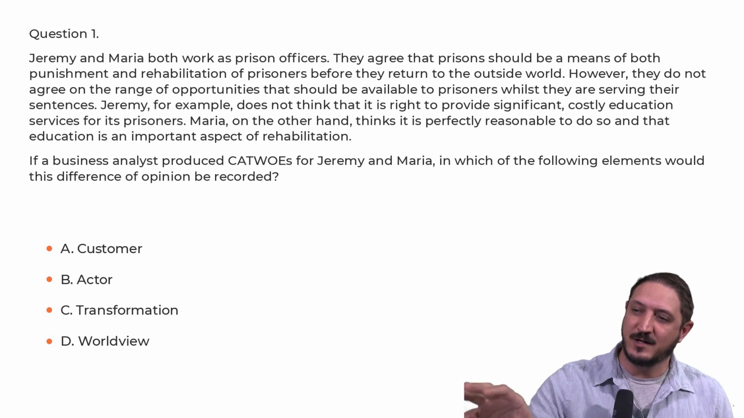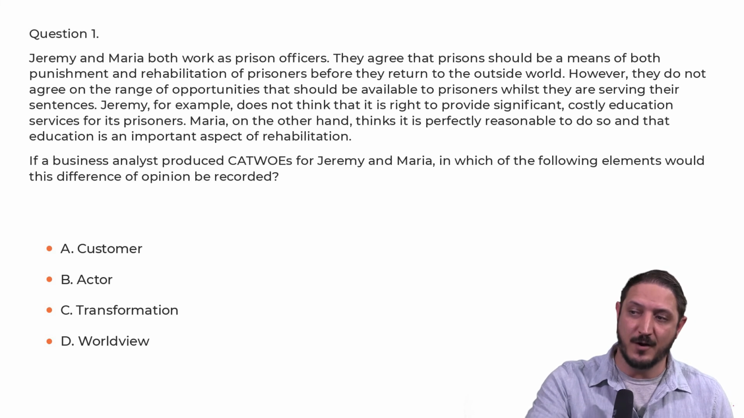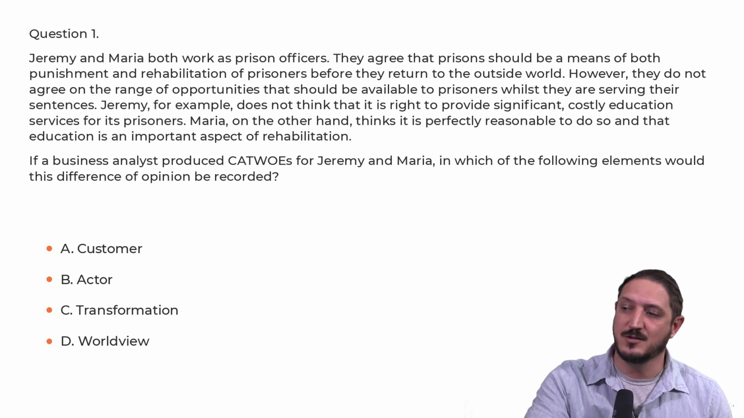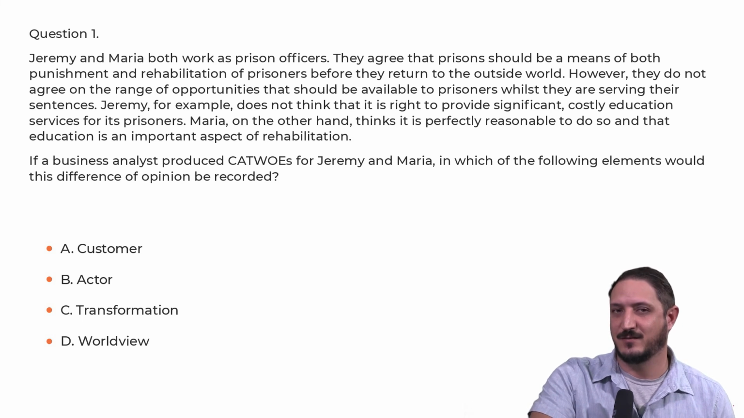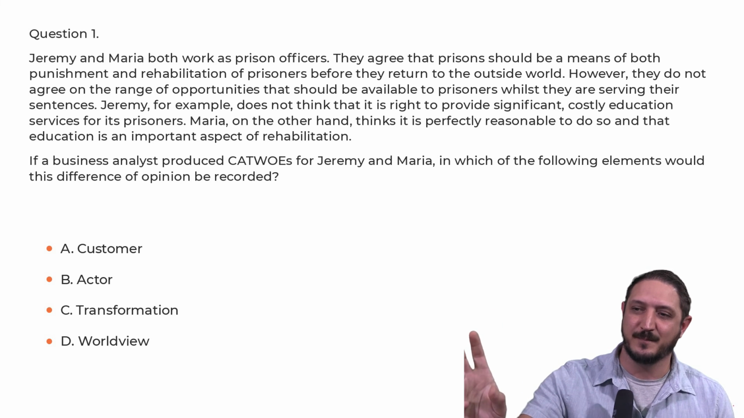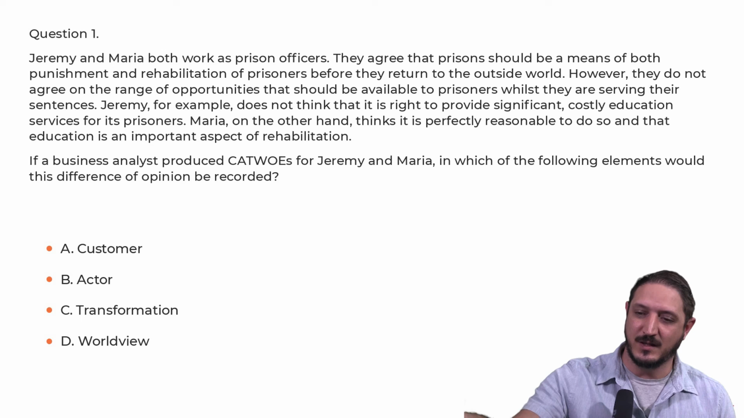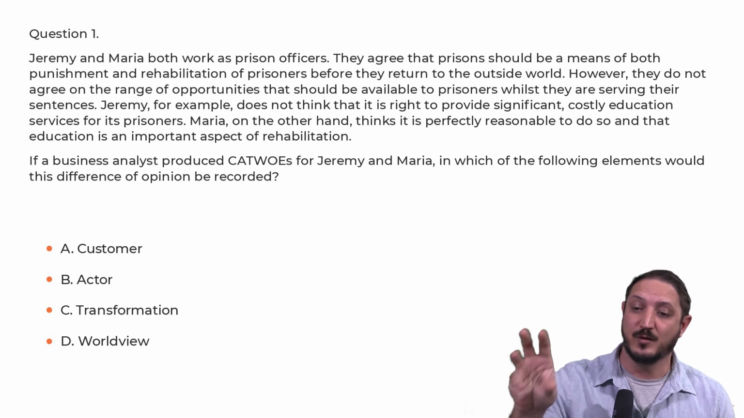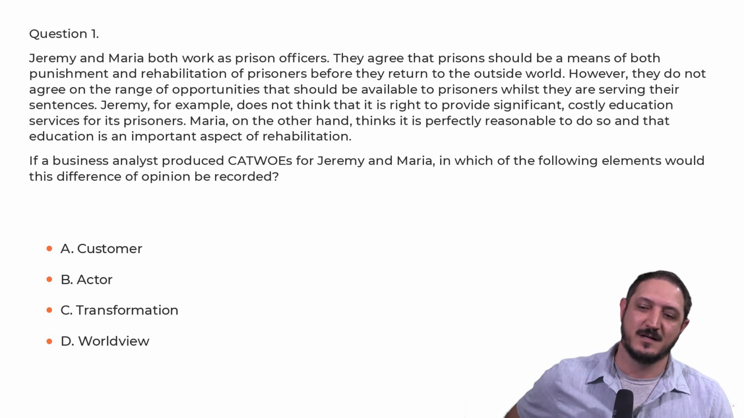And if we actually look at the top here, we can see that this first statement, which is the statement that they agree on, that prisons should be a means of both punishment and rehabilitation of prisoners before they return to the outside world, is the worldview aspect of CATWOE. This is an aspect that they agree on. So the correct answer here would be the transformation element.